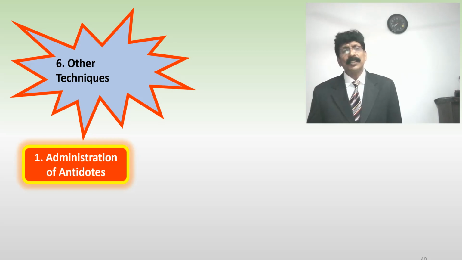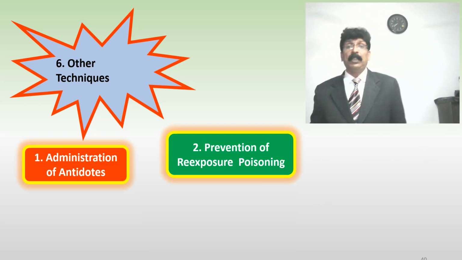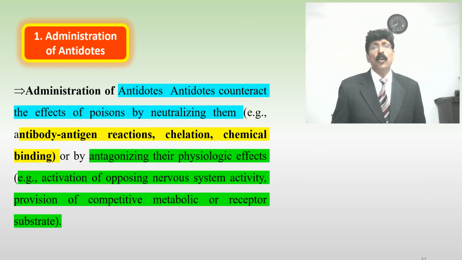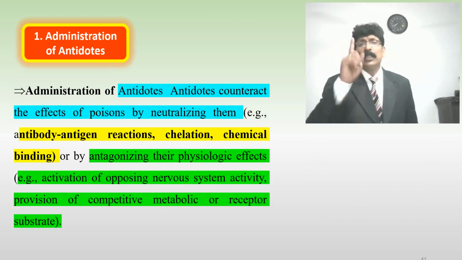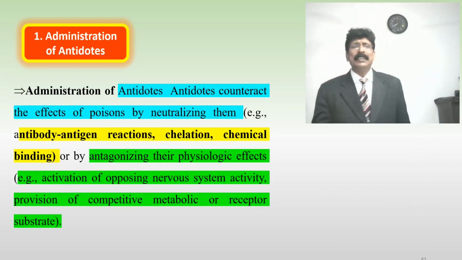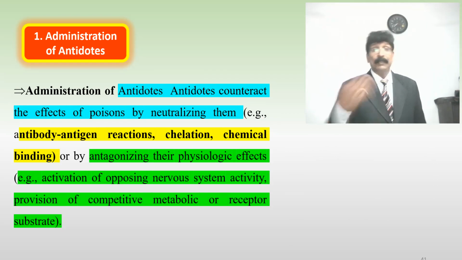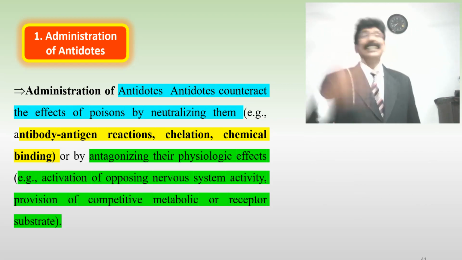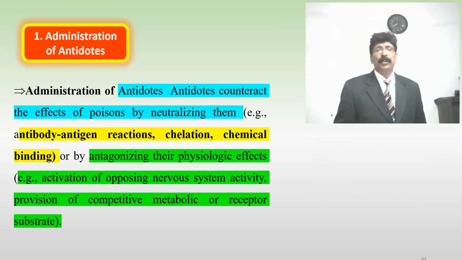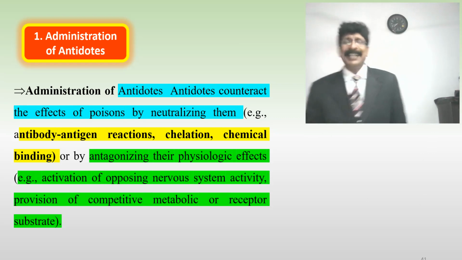Other techniques: administration of antidotes. A full chapter, you have to study in detail what are the different antidotes. Prevention of re-exposure of poison. Administration of antidotes counteracts the effect of the poisons by neutralizing them. Examples: antibody antigen reaction, chelation, chemical binding, or antagonizing the physiological effect, activation of opposing nervous system activity, provision of competitive metabolic or receptor substrate.